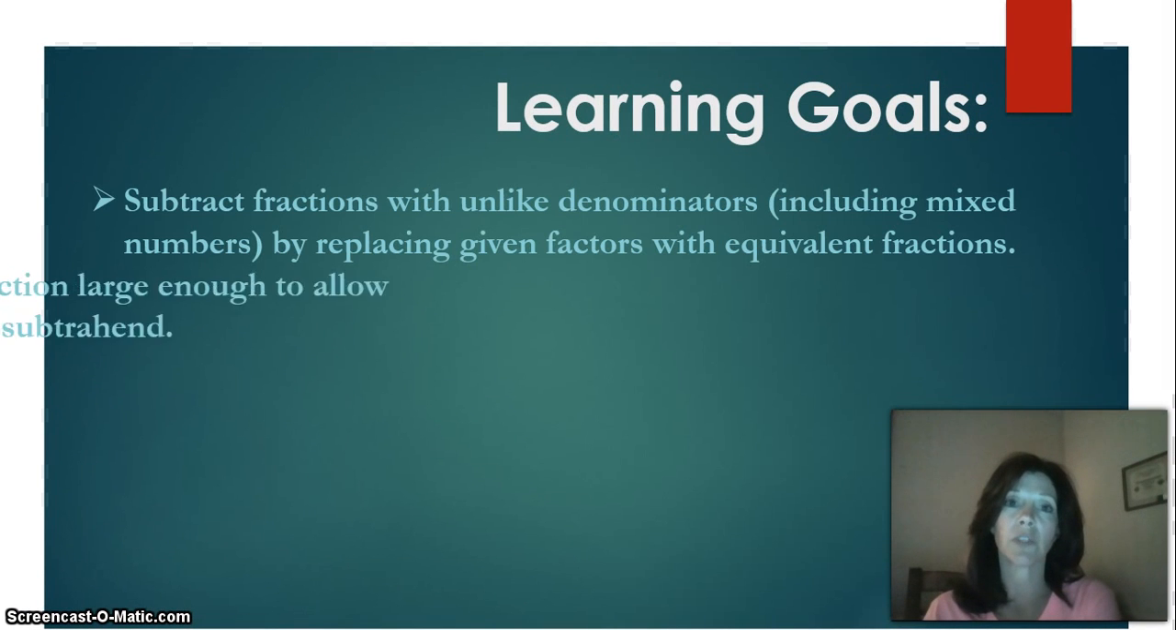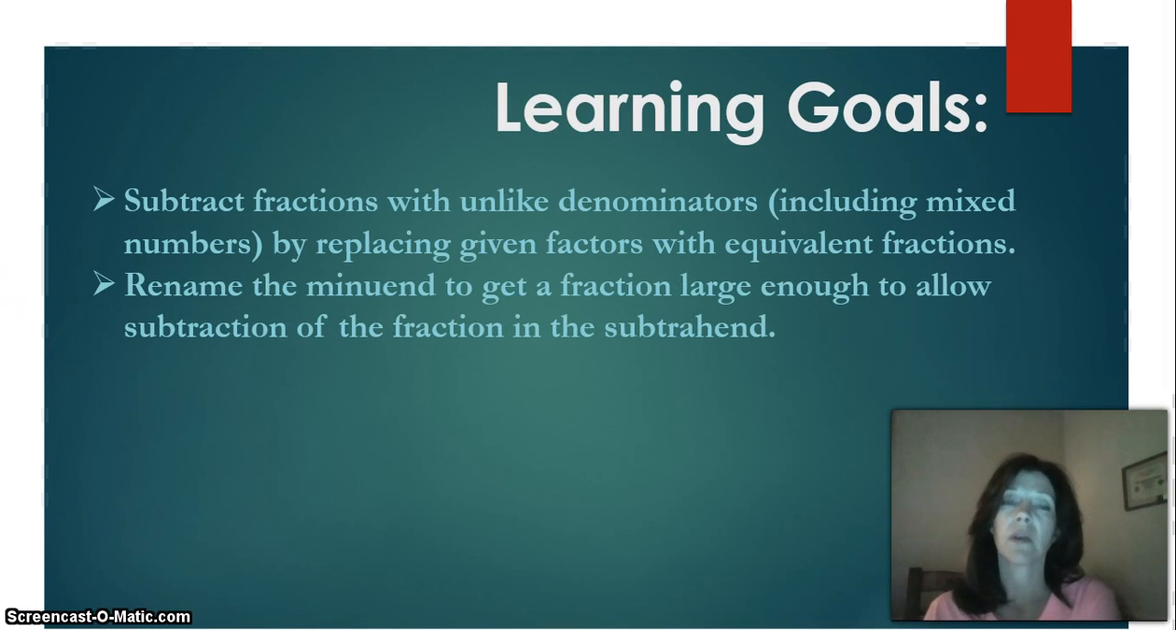Two learning goals that I want you to write into your journal are subtracting fractions with unlike denominators, including mixed numbers, by replacing given fractions with equivalent fractions. Your second one is to rename the minuend to get a fraction large enough to allow subtraction of the fraction in the subtrahend. Take a minute and write those goals in your journal. Pause the video, and when you're ready, please restart it.